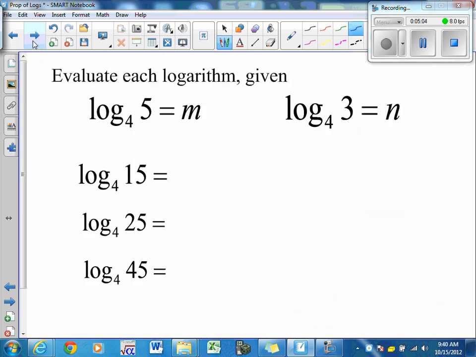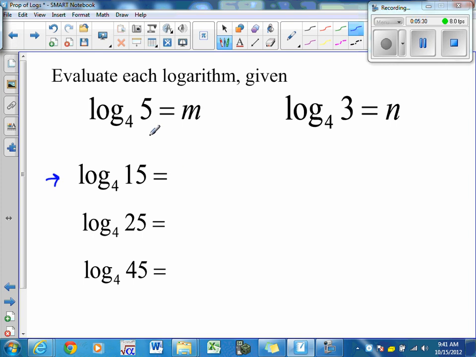So let's look at how we can use them and solve some problems to get us familiar with them. Let's say you're given two logarithms. Log base 4 of 5 is m. We have no idea what m is. And log base 4 of 3 is n. Just two logarithms we're given. And we want to find log base 4 of 15.